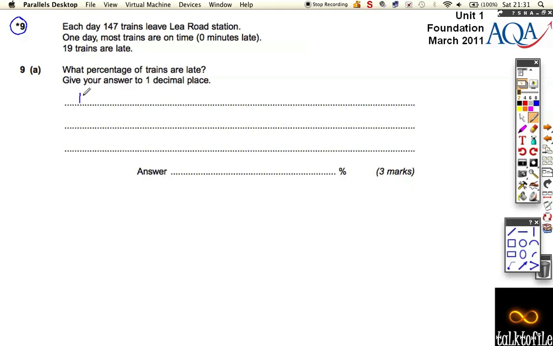Well, to find a percentage, you need to do the fraction 19 over 147. So 19 out of 147 is going to give you a decimal, and it'll be a really nasty decimal in your calculator. So it comes out as 0.12751677852. So that's the right calculation to do. Now, you need to turn that to a percentage. You need to do answer times 100. So that comes out as 12.75167782. Again, one mark for that.